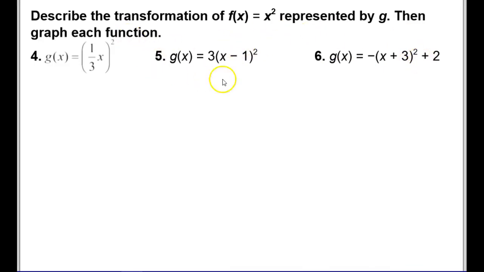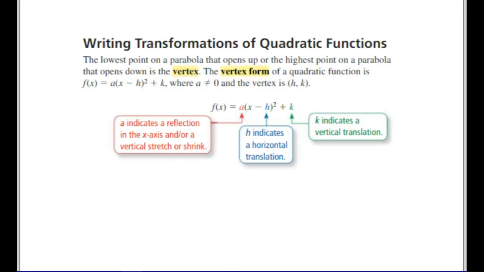Okay, so try a couple of these. Definitely try the ones that have more than one thing going on. See if you can follow along with those.